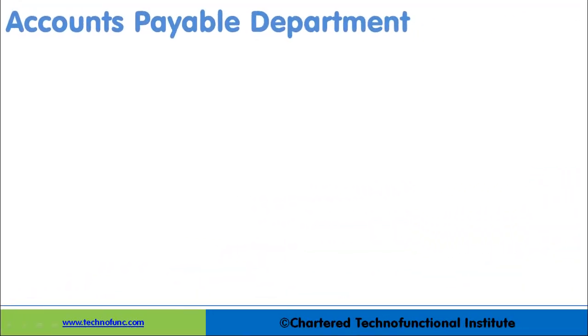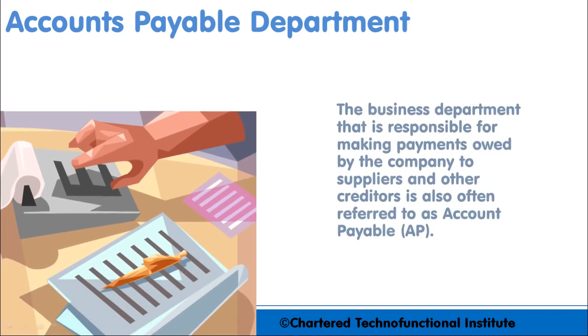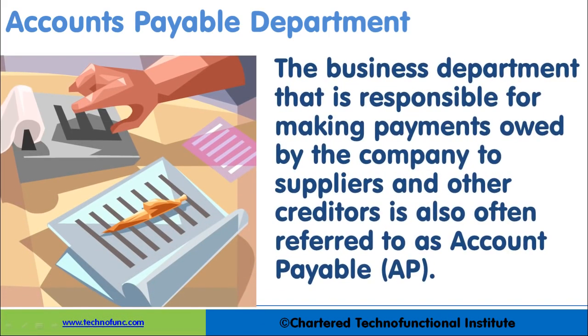Large companies have a huge number of suppliers. To remain competitive they need to manage their procure-to-pay process very effectively. They create a specialized division to handle these operations. The business department that is responsible for making payments owed by the company to suppliers and other creditors is also often referred to as Accounts Payable, AP.